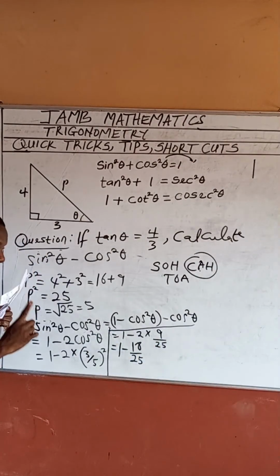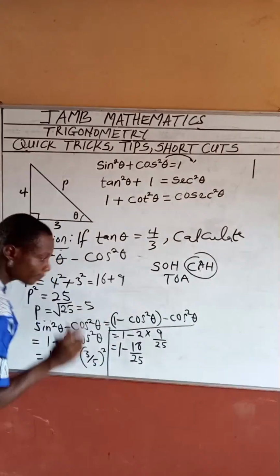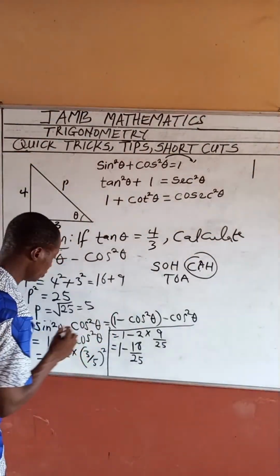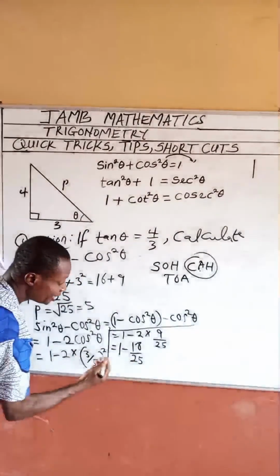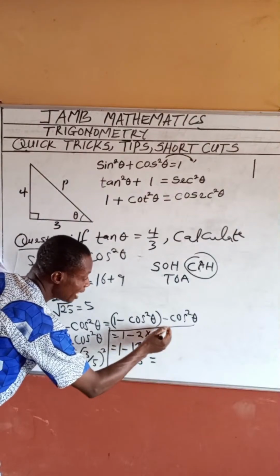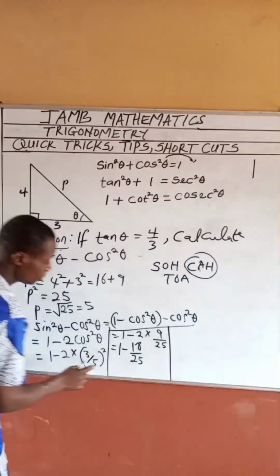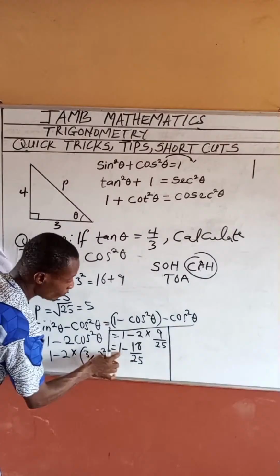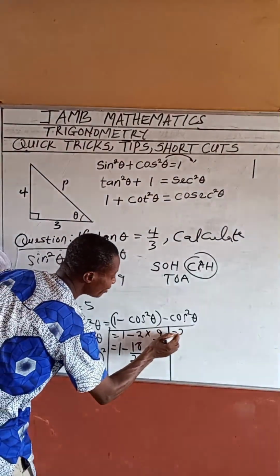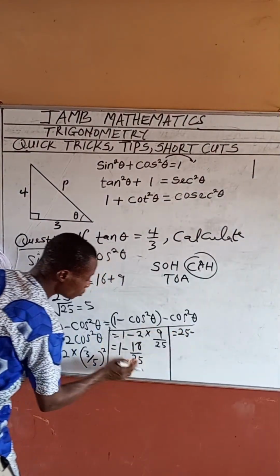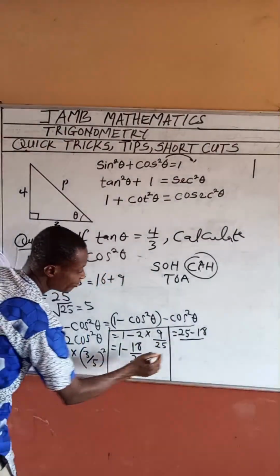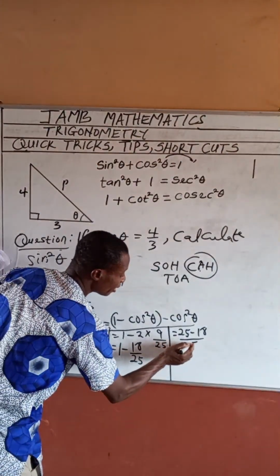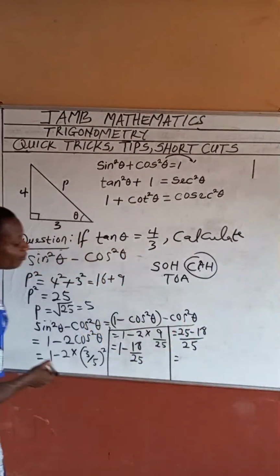Now, as the JAMB smart students that we are, this is what we are going to do. Just look at what I'm going to do here. Instead of looking for the LCM, in JAMB there's no need for that because time will not permit us. Just multiply this one by 25. That's 25 over 25. Then minus 18 over the same 25. Then what is 25 minus 18?